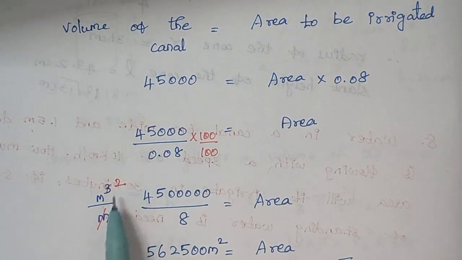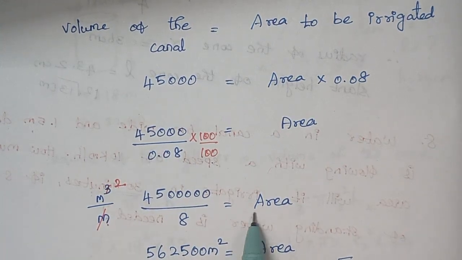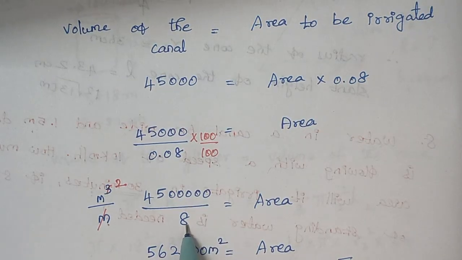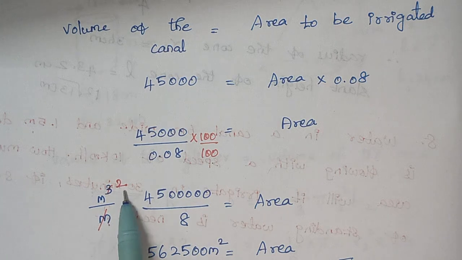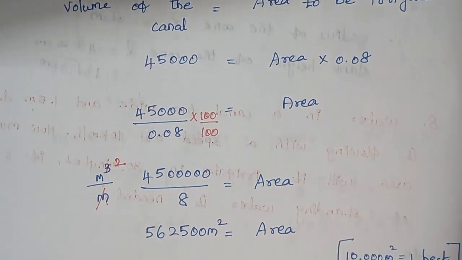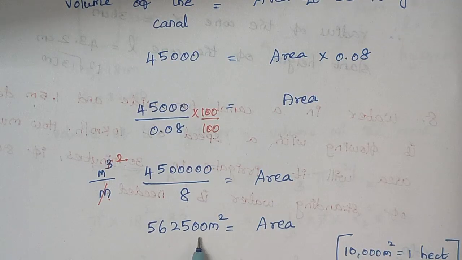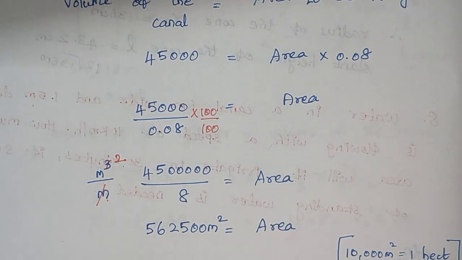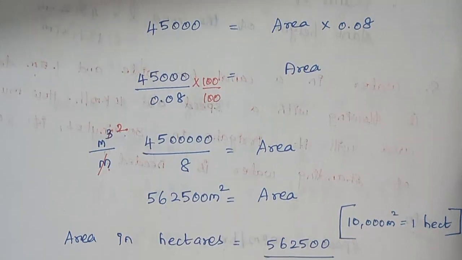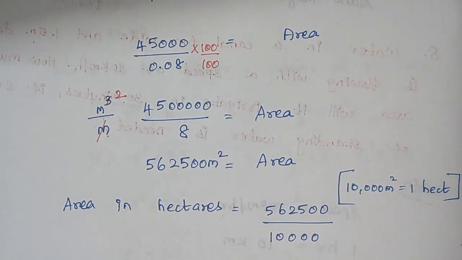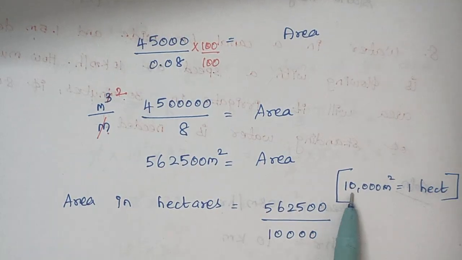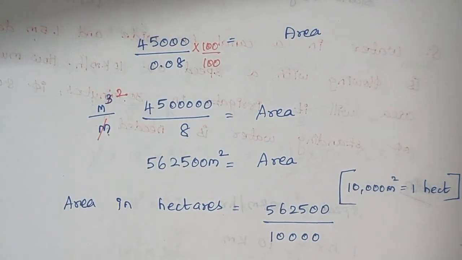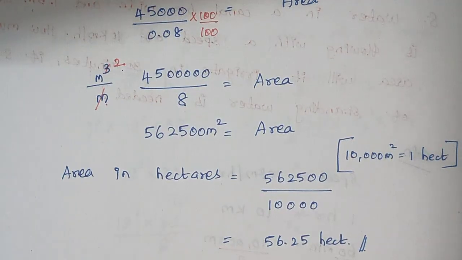Here the unit is meter cube and area remains as such, and for this height, it is meter. So they cancel and become meter square. Therefore the area is 562500 meter square. If you want to find the area in hectares, then you have to divide this value by 10,000 because 1 hectare is equal to 10,000 meter square. Therefore, it is 56.25 hectares. Right.